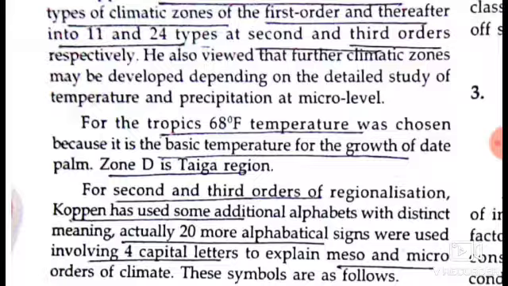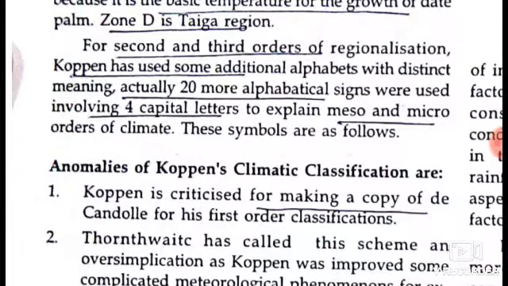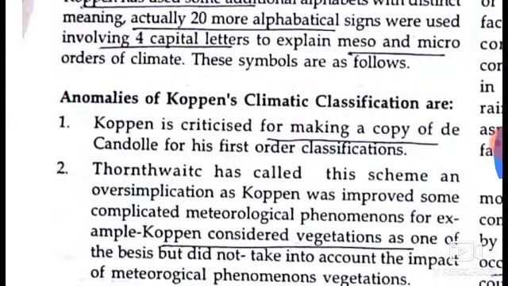He also viewed that further climatic zones may be developed depending on detailed study of temperature and precipitation at micro level. For the tropics, 68 degrees Fahrenheit was chosen because it is the basic temperature for the growth of date palm. Zone D is the Taiga region. For second and third orders of regionalization, Köppen has used some additional alphabets with distinct meaning. Actually, 20 more alphabetical signs were used, involving 4 capital letters, to explain meso and micro orders of climate. These symbols are as follows.